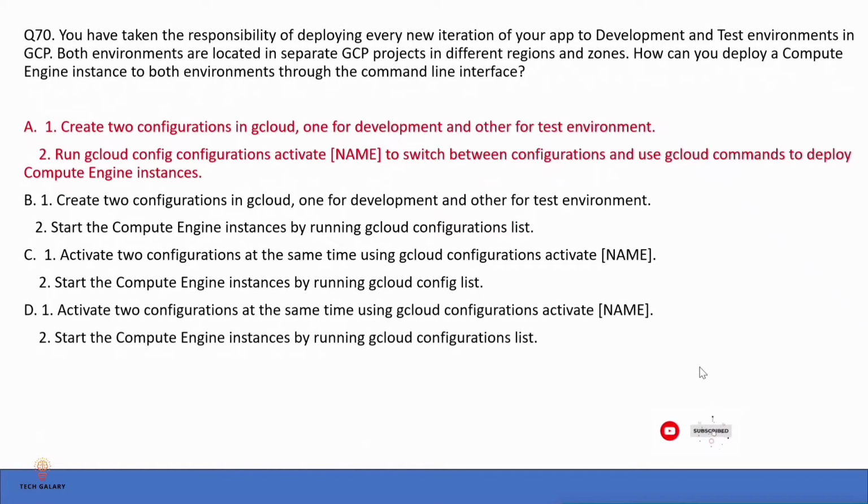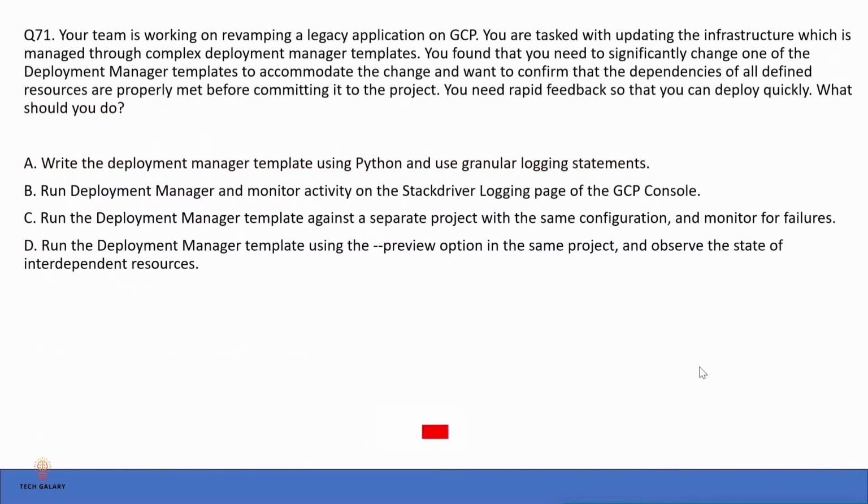Option D, activate two configurations at the same time using gcloud configuration activate. So here also it is suggesting to activate the two configurations, whereas it is not possible to activate both the configurations at the same time. So this option is not correct. So for this question, option A is the correct solution. Let's proceed with the next question.